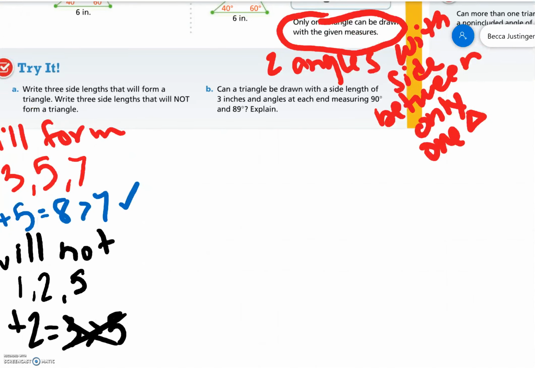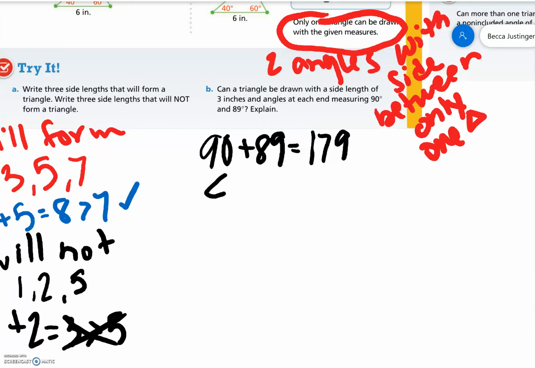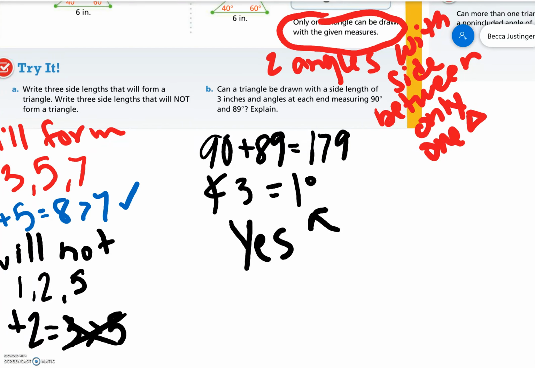Can a triangle be drawn with a side length of 3 inches and angles at each end measuring 90 and 89? Well, 90 plus 89 is equal to 179, which we know a triangle is 180 degrees. So angle 3 could equal 1 degree. So there's a triangle with 3 angles. Yes, the third angle is going to be 1 degree, because remember, all 3 angles in a triangle add up to 180 degrees.